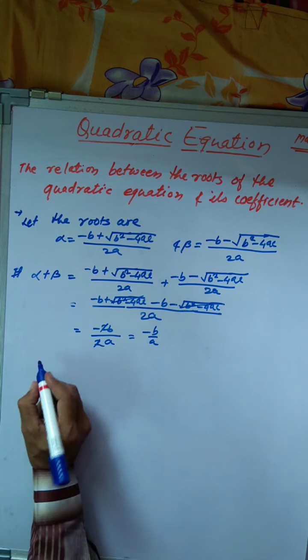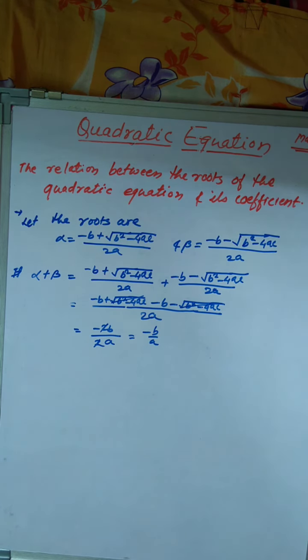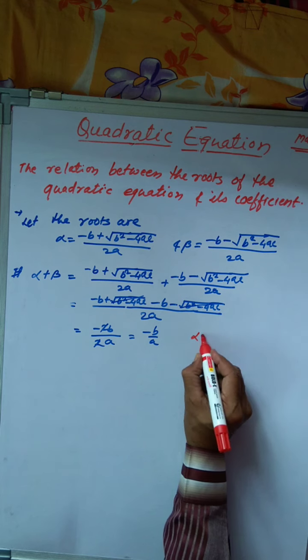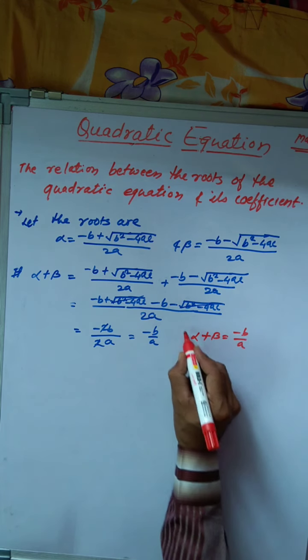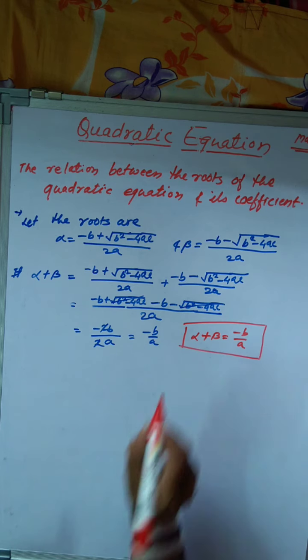Therefore our first relation is alpha plus beta is equal to -b upon a. That is our first relation.